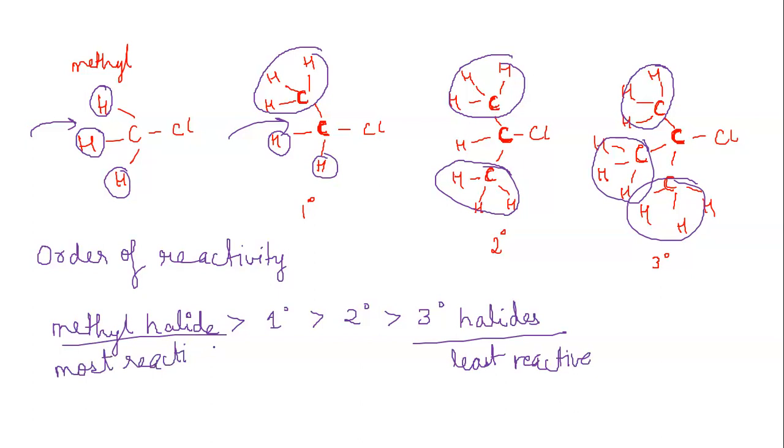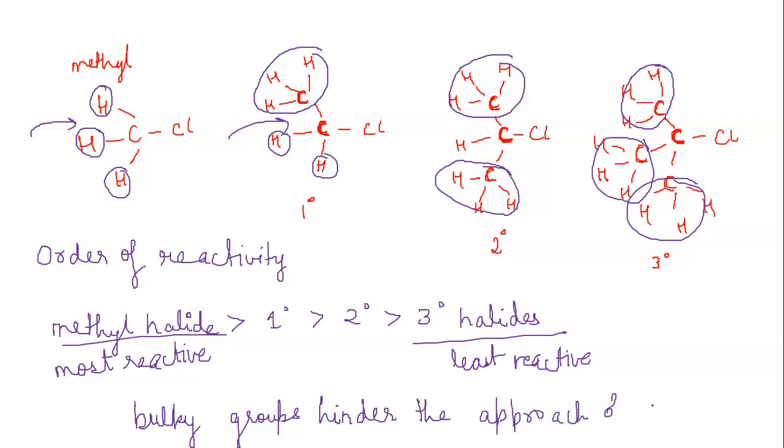This is because of the size of the groups. Remember that bulky groups means groups which are bigger in size, and bulky groups hinder the approach of nucleophiles. So in SN1 reaction, we talk about stability of carbocation, whereas in SN2, we see steric hindrance of the groups, that is, how easily our nucleophile is able to approach the carbon.